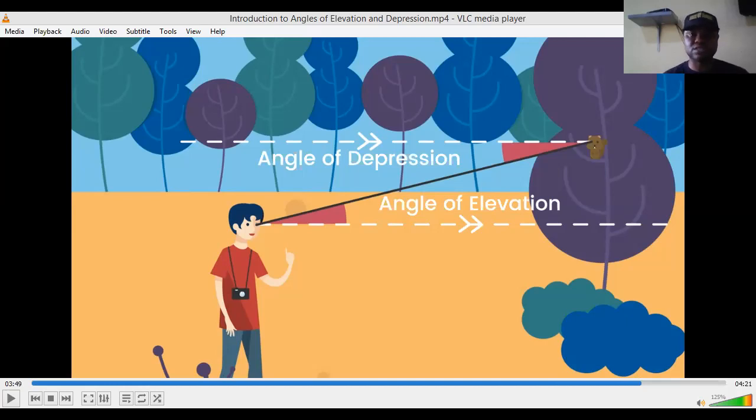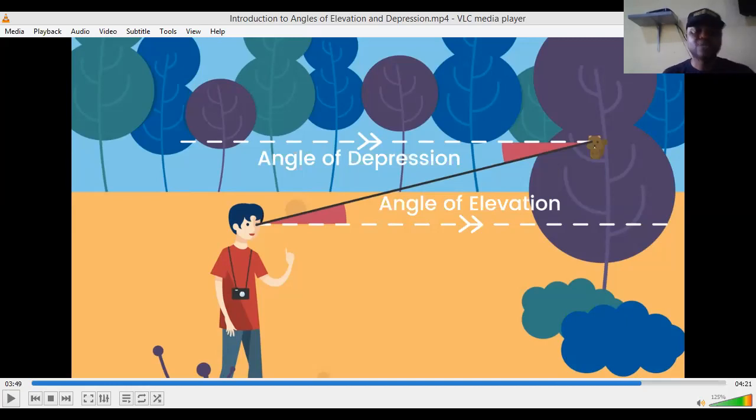Take note of this. This is one of the key things that you need to understand about angle of elevation and depression. So that if you are given the angle of depression, you can actually form the equal side of a right angle triangle. Then you can calculate. Take note of this structure.